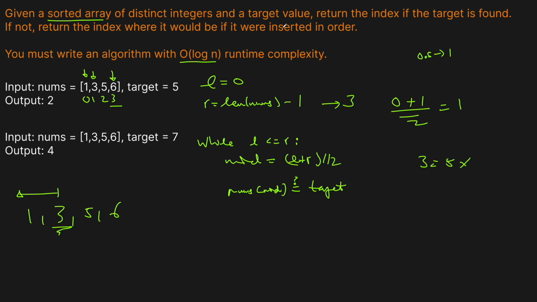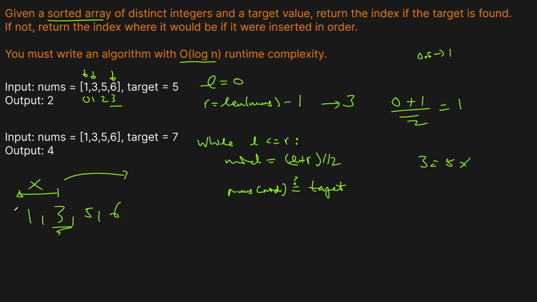And since 3 is actually less than our target, we will never find our target to the left of 3, right? Because if our target is greater than 3 and everything left of 3 is smaller, we never have to search this half of the array again because the value will never be here. It has to be somewhere on the right side because those values are greater than 3.